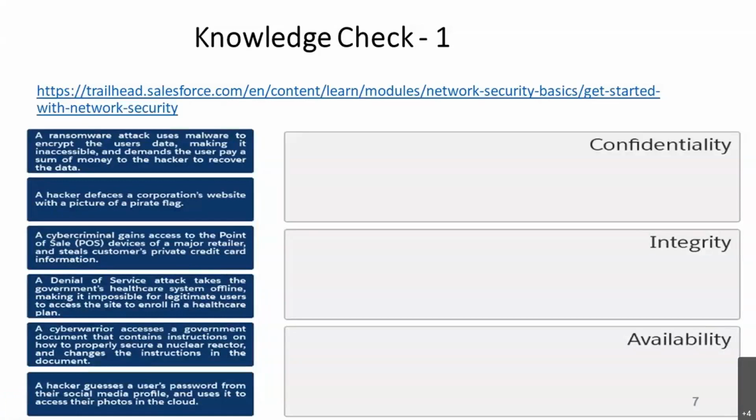Here is the knowledge check. There are applications or terms which are used for confidentiality, integrity, and availability. There are 6 statements which are used for all 3 terms. 2 are for confidentiality, 2 are for integrity, 2 are for availability. Here they are in random order.